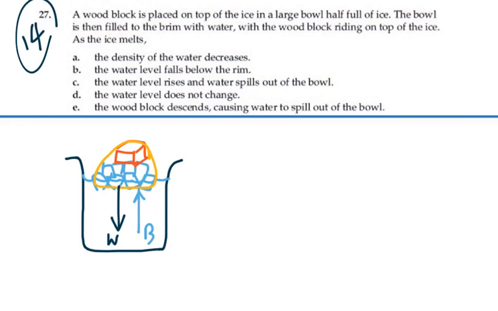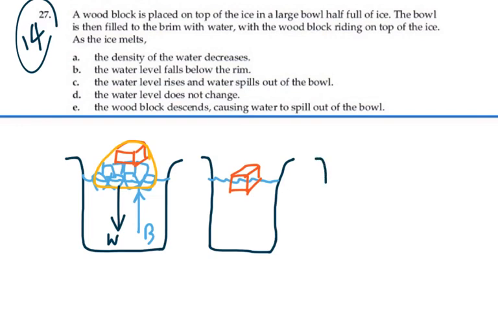Now if the block is less dense than the water, then the ice can melt all the way and still the water level will not change. The ice will just replace the water that was being displaced before, and eventually the block itself would float in the water, displacing an amount of water equal to its weight, and the water level would not change in that case. However, there is one possibility.